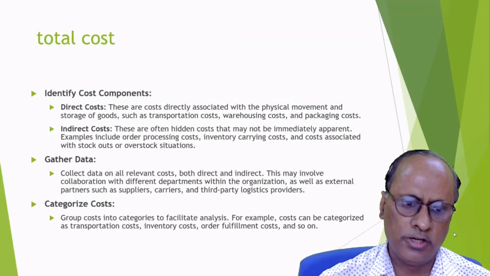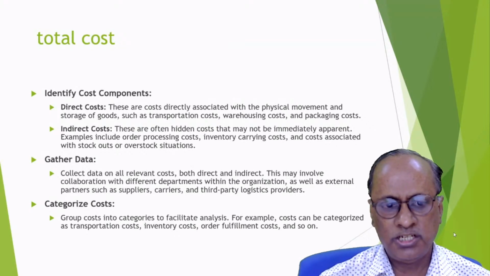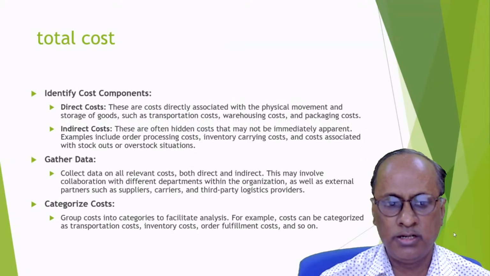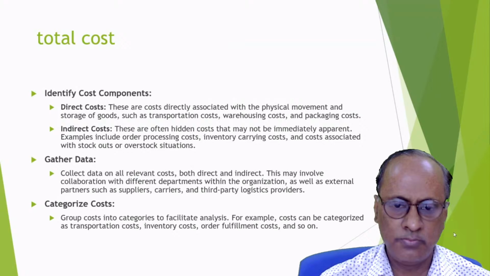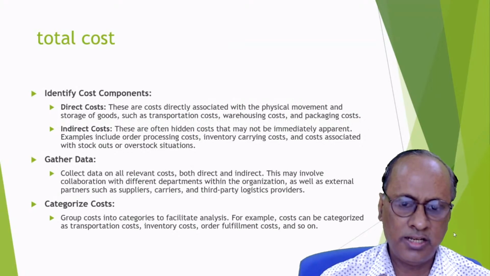Identify the cost components. First, the cost components are classified into two categories: direct cost and indirect cost. Direct costs are those costs which are directly associated with physical movement and storage of goods. I have given examples: transportation cost, warehousing cost, and packaging cost. These costs are directly associated with physical movement.